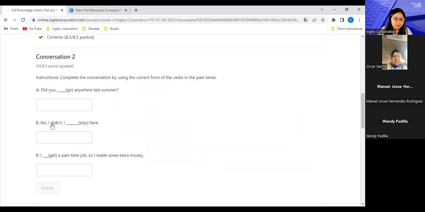No se preocupe, Oscar, si tiene que apagar la cámara, gracias. Sí, tenga cuidado, sí, prefiero que vaya seguro y que luego revise estos últimos minutitos de clase. Be careful, please.